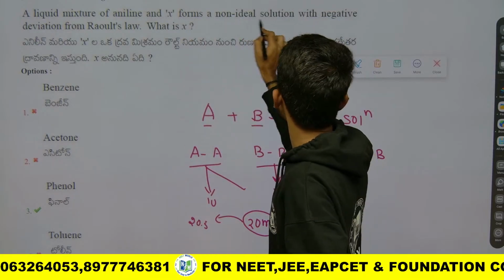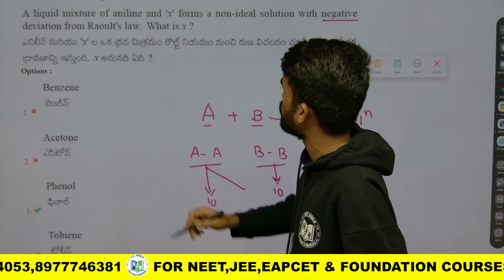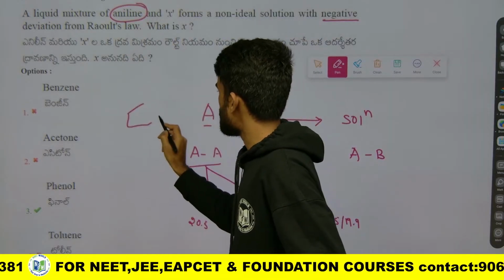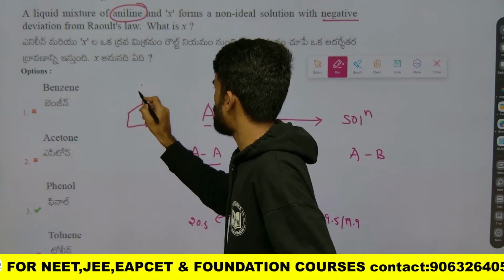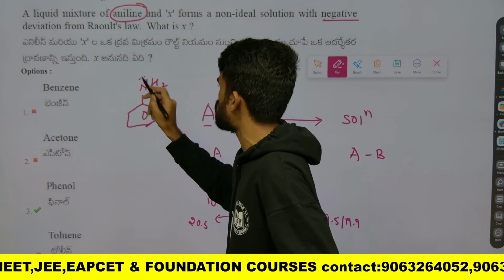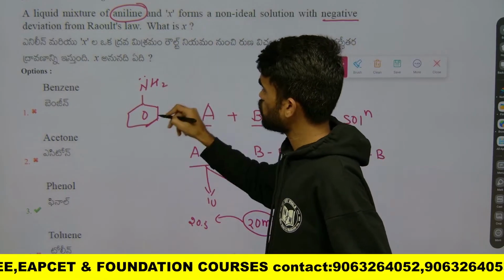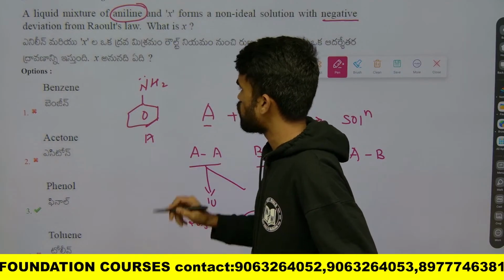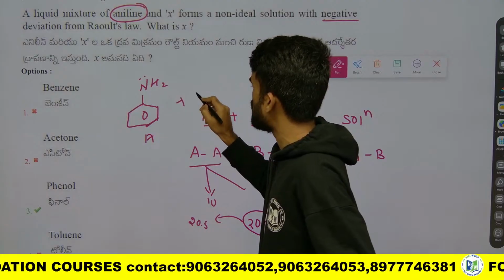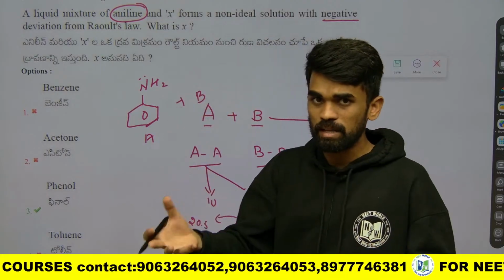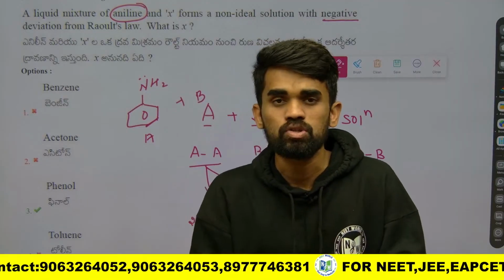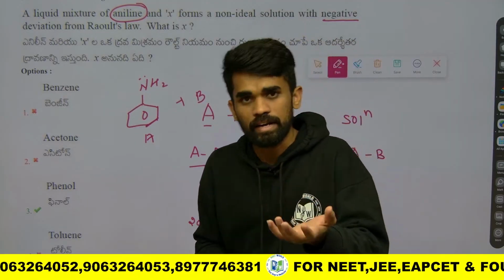Now they are asking about a solution which is showing negative deviation. It means, with this aniline, what is the structure of aniline? See, aniline is having a polar group here, NH2, right? So now to this, if we add, see, now we know this is also an acid. Okay, so to this if we add any base, whenever we are taking a mixture of acid and base, there will be interaction between acid and base, so this results in negative deviation.